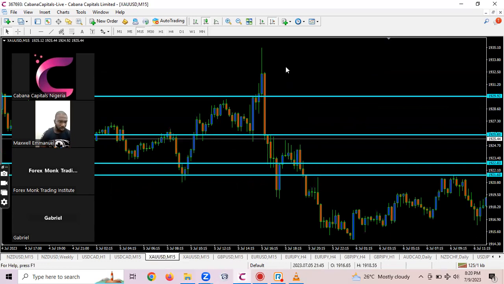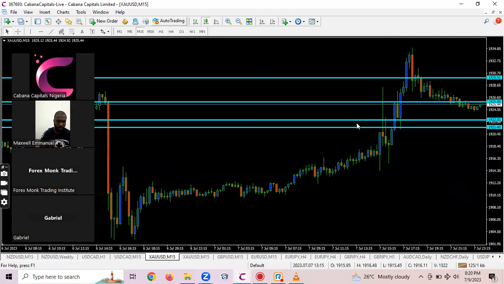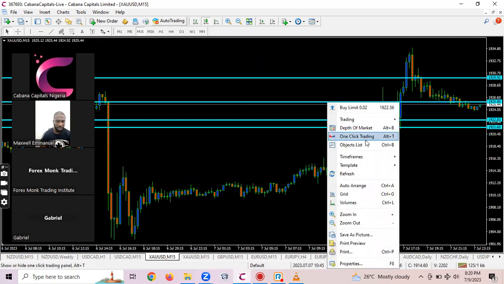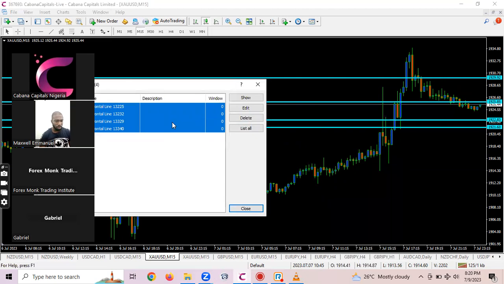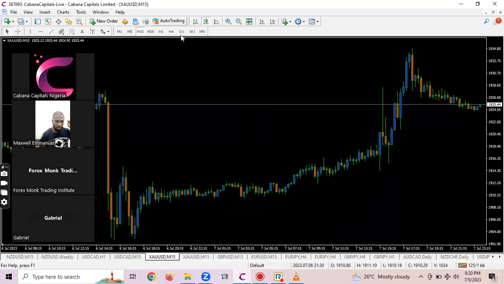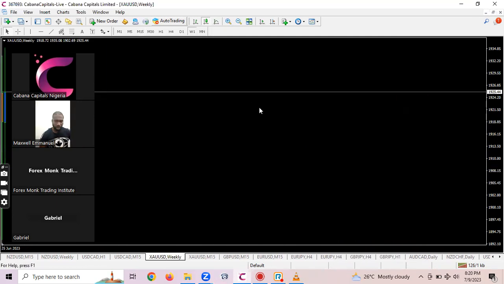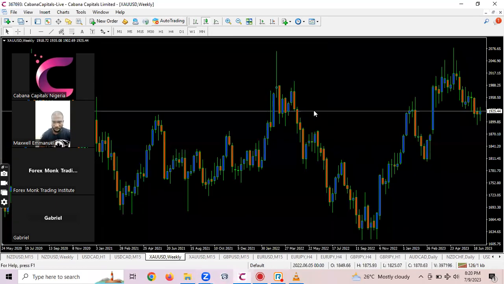GBP USD and gold are positively correlated. So if you're looking for opportunities to buy GBP USD, you should also look for buy opportunities on gold. So let's start with the weekly. This is a confirmation that gold is bullish.